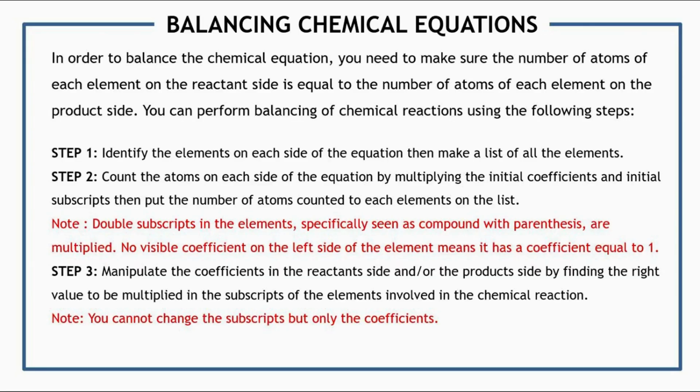So in chemistry, any computations, especially in stoichiometry, we have to start with balancing chemical equations. So before you compute, for example, for a limiting reagent, you have to make sure that the chemical equation that you have or that you are solving is already balanced. So we have here 3 steps for you to balance the chemical equation. So let's just have a recap.